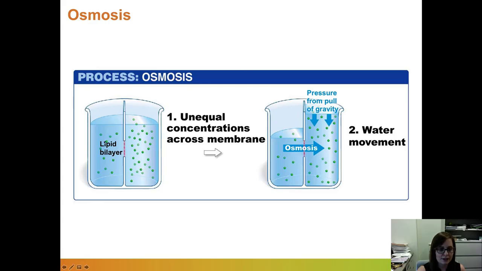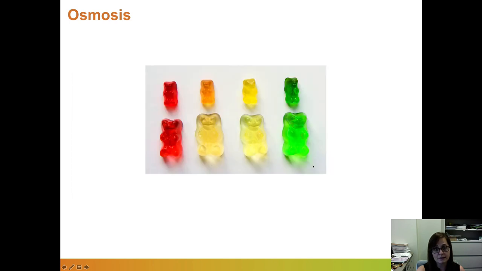And so that's shown here, okay? So here we have our planar bilayer, and here we have low solute concentration, and here we have high solute concentration. But let's say these solutes can't cross this lipid bilayer. What happens then is water moves by osmosis from this area of low solute concentration to this area of high solute concentration, thereby equalizing the concentration of solutes on both sides.